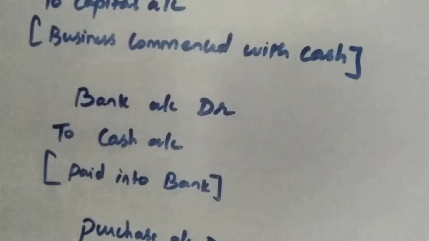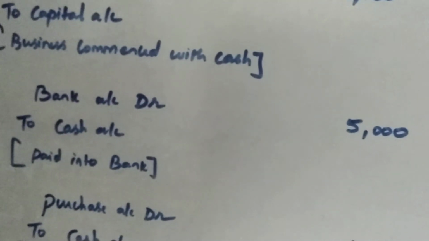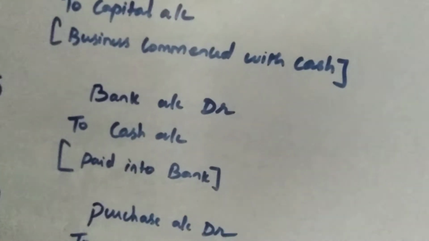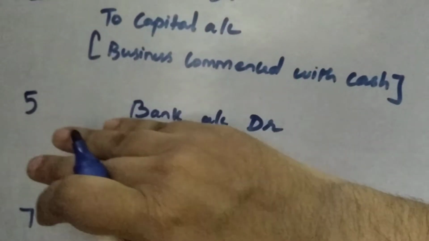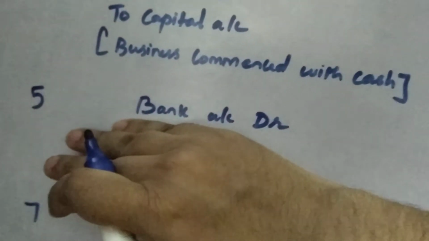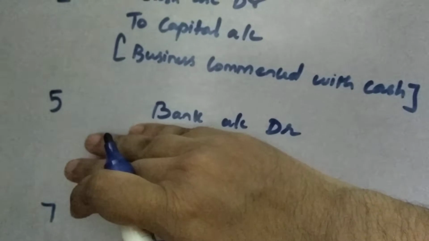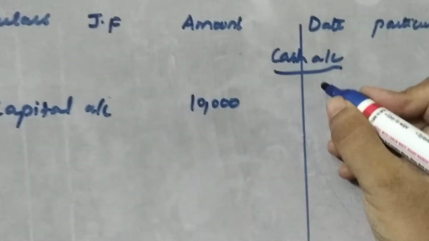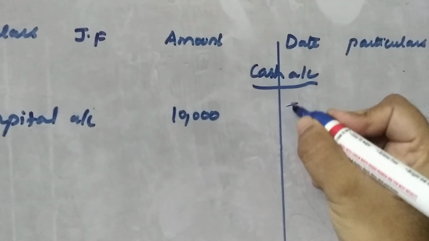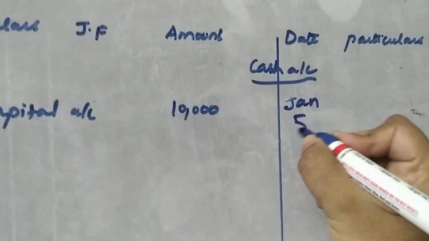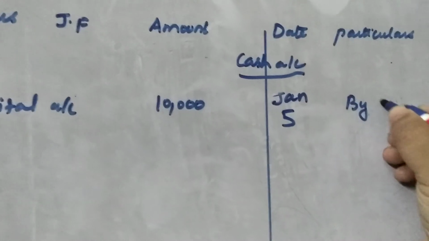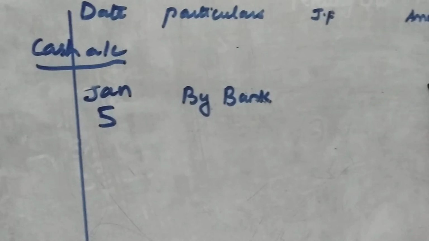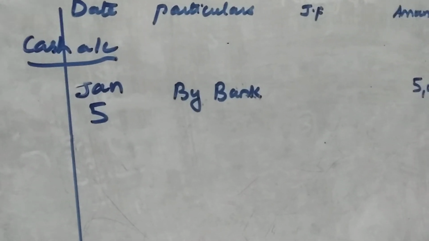Now coming back to the second entry. Bank account debtor to cash account 5,000. So now I am going to record this in the cash account. When you do the cash account, what will be there? It will be closing cash. What is there? Bank. Bank is at the top, right? So you will be writing Jan 5th, by bank. What is the amount? 5,000.